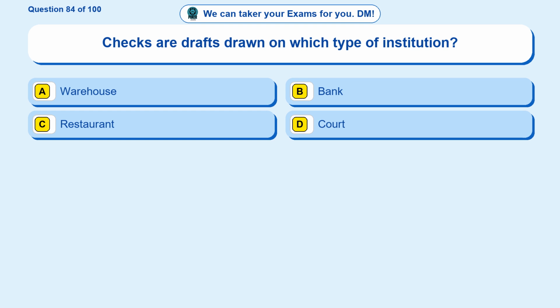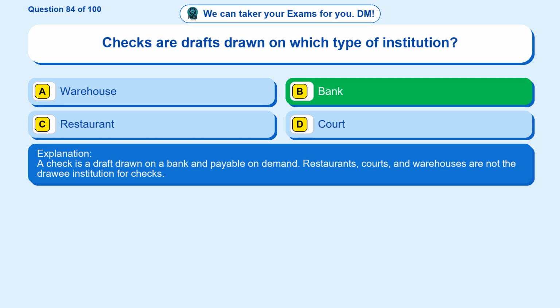Question 84. Checks are drafts drawn on which type of institution? Option A, warehouse. Option B, bank. Option C, restaurant. Option D, court. The correct answer is option B, bank. A check is a draft drawn on a bank and payable on demand. Restaurants, courts, and warehouses are not the drawee institution for checks.